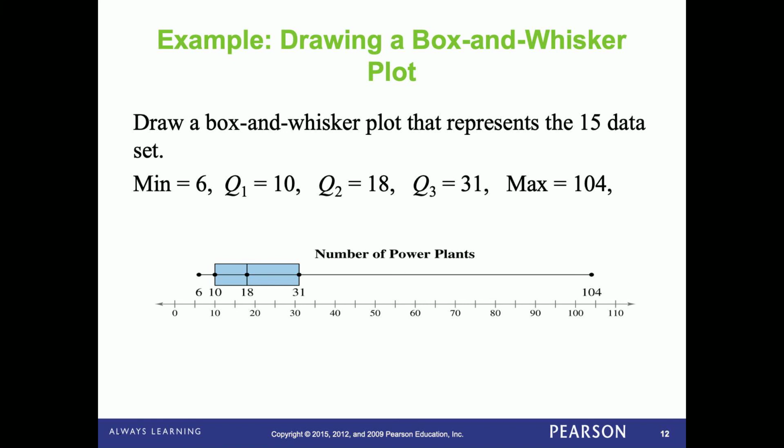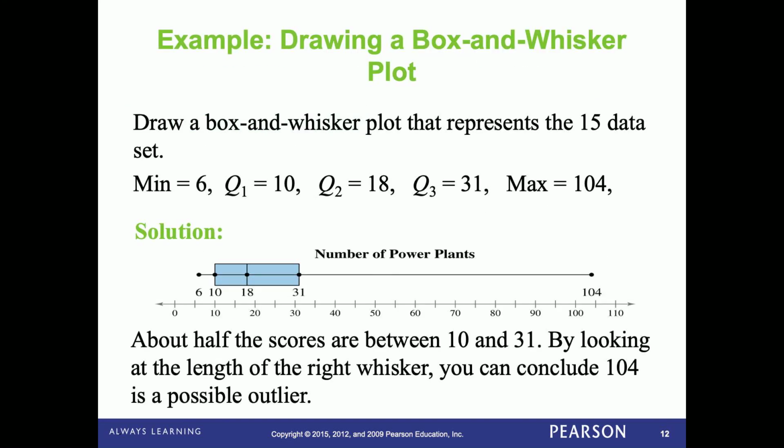All right, so we have this information. The minimum is 6, Q1 is 10, Q2 is 18, Q3 is 31, and the max is 104. So on a number line, we put all those dots: 6, 10, 18, 31, and 104. Then at 10, 18, and 31, draw a small vertical line through those dots. Then put a horizontal line on top and a horizontal line on the bottom, creating a box. Then from 10, go down to 6, draw your whisker, and then from 31, go up to 104 with another whisker, and you're done.